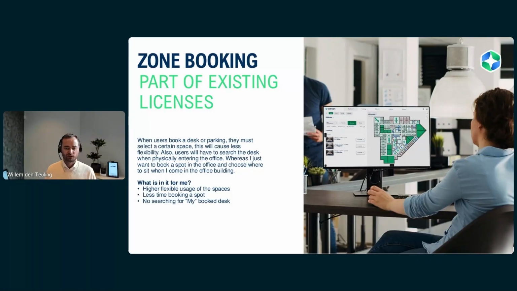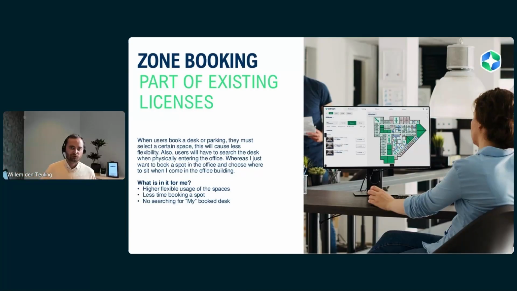But we see with a lot of our customers that they do not want to have their users book specifically which desk they want to work at, but that they will just note, I will be in the marketing area or I will be in the sales area. And then when they actually come into the office, they select which desk they will be working at. So that's zone booking. And that gives a much more efficient booking process, because as a user, you only have to select which area or which zone or which department you want to work at.